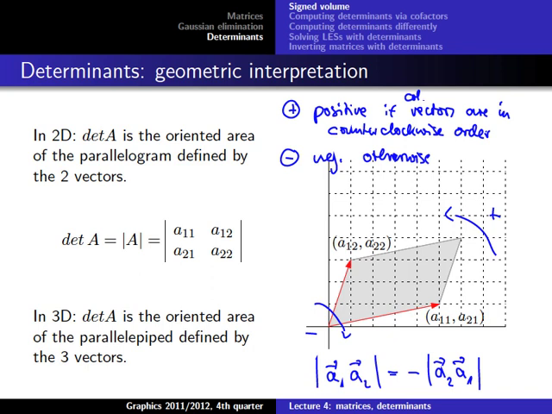In case of 2D, like I said, we have a parallelogram that is spanned by these two vectors. In 3D, we have a so-called parallelepiped, which is just a three-dimensional version of a parallelogram. It's basically a box where each side of the box is a parallelogram.